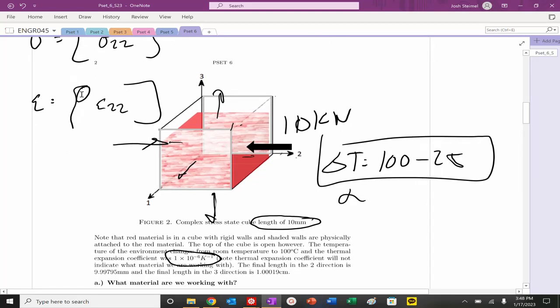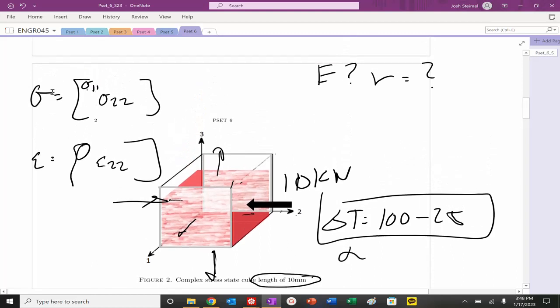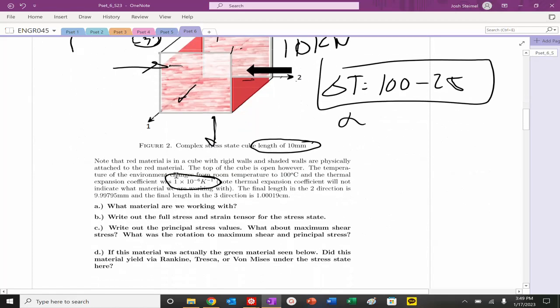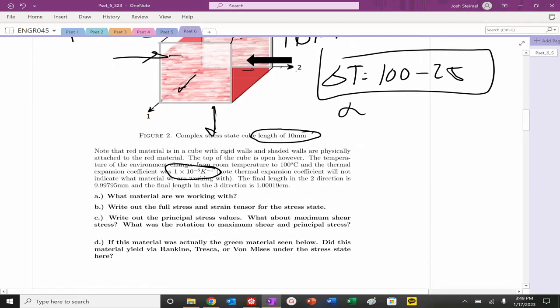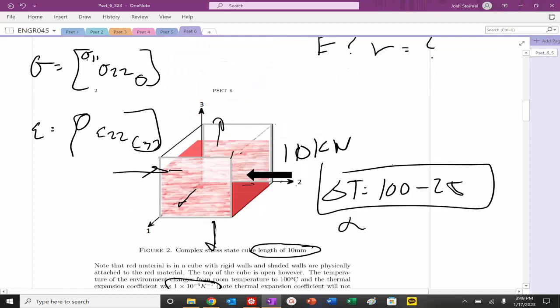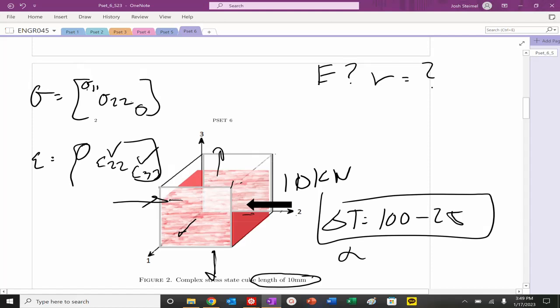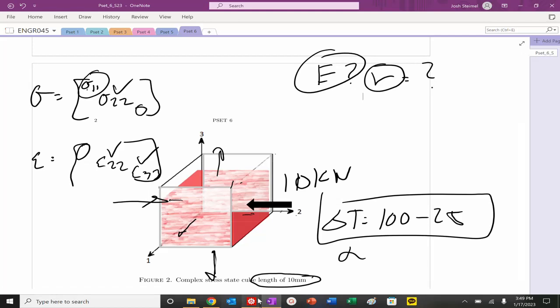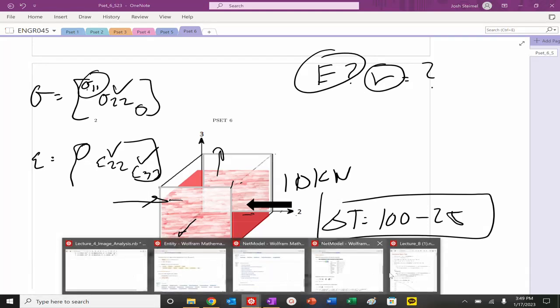Is there a stress in the 3,3? Well, no, because the top is open, so it's free to expand. There will be no stress in the 3,3, but there will be a strain in the 3,3. We also know the final lengths in the 3 and 2 directions, and we know it's a cube initially, so we could calculate this and this. So we have 3 unknowns here: stress 1,1, Young's modulus, and Poisson's ratio. So let's get at this.